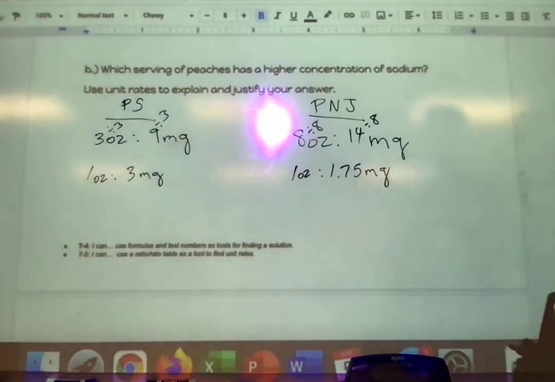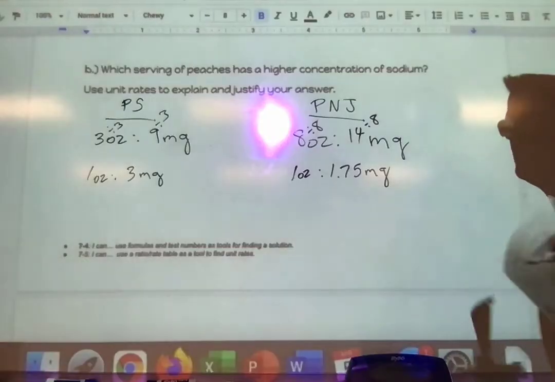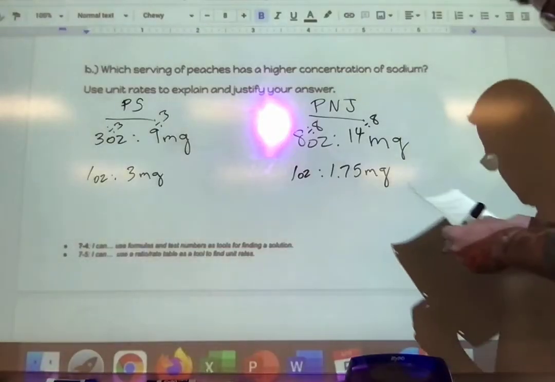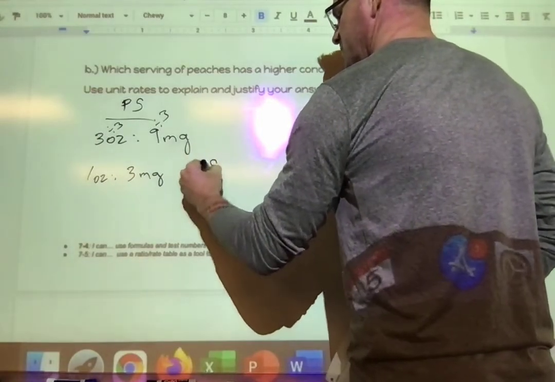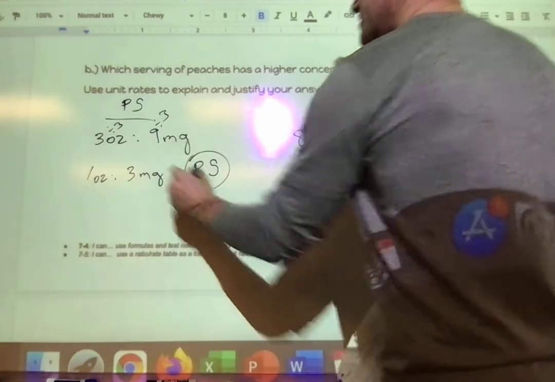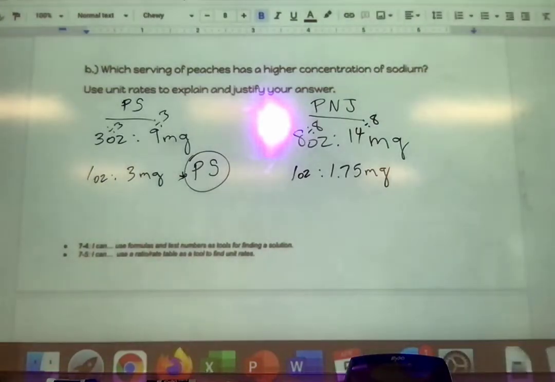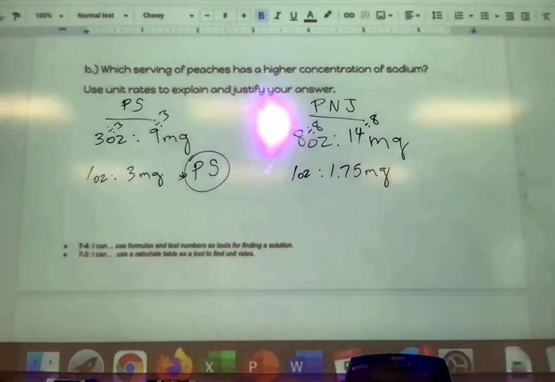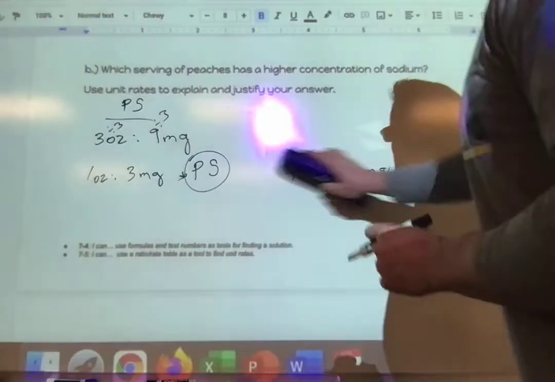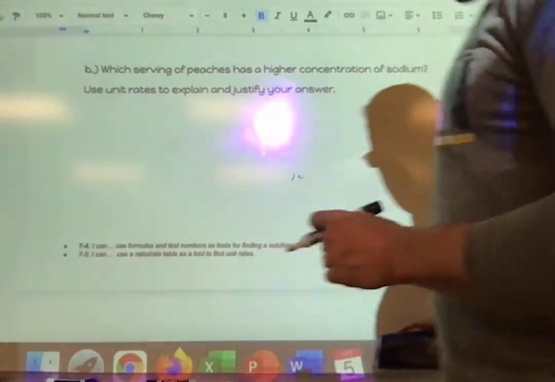So which one has a higher concentration of sodium in this case? Again, it would be peaches in the syrup, and I'll put PS again. Peaches and syrup has a higher one because it has 3 milligrams for every 1 ounce, and this only has 1.75 milligrams per ounce. So a little bit more sodium in the peaches and syrup as well. Okay, so again, make sure you get these written down here, and flip it over to the back side.